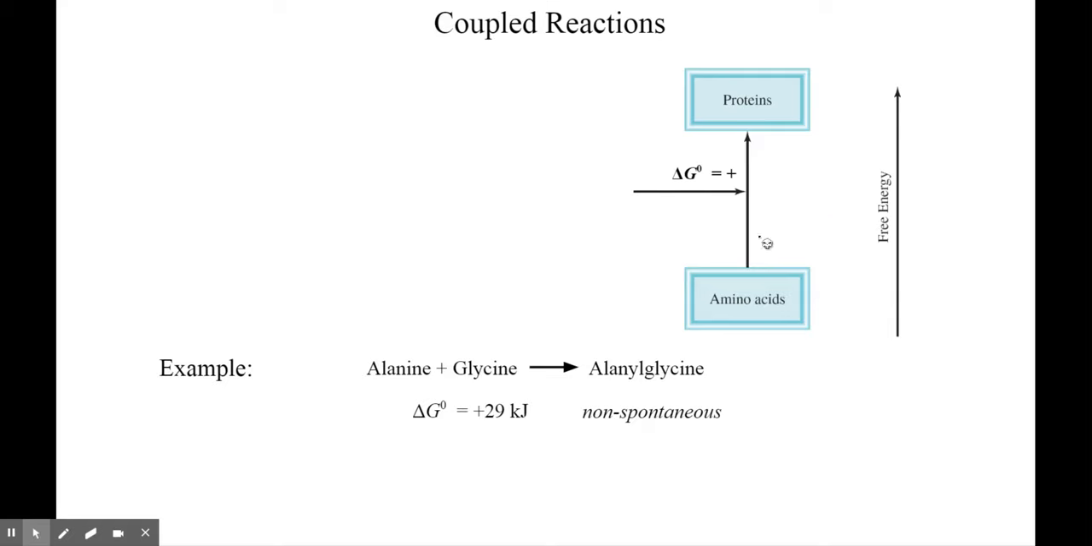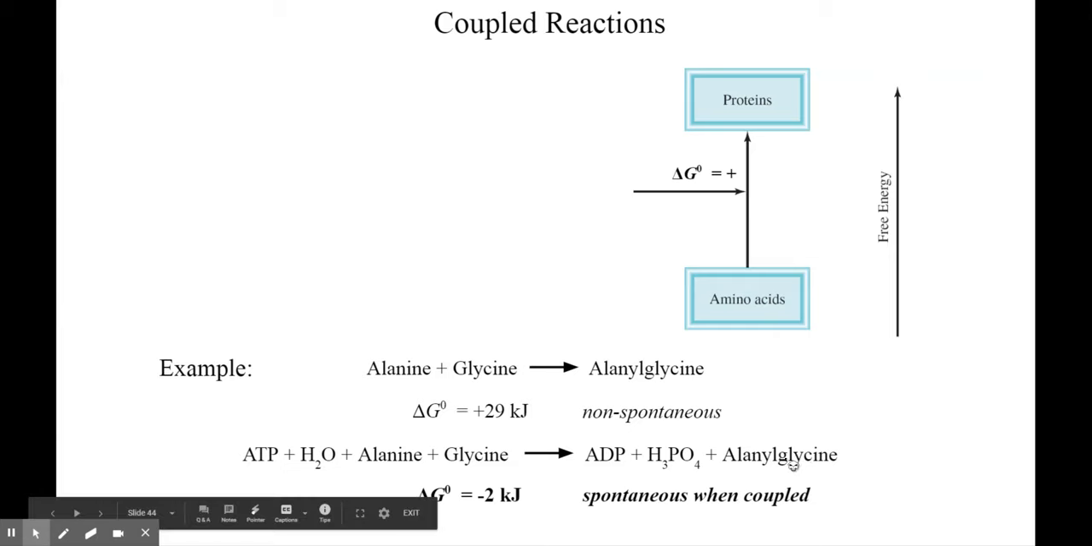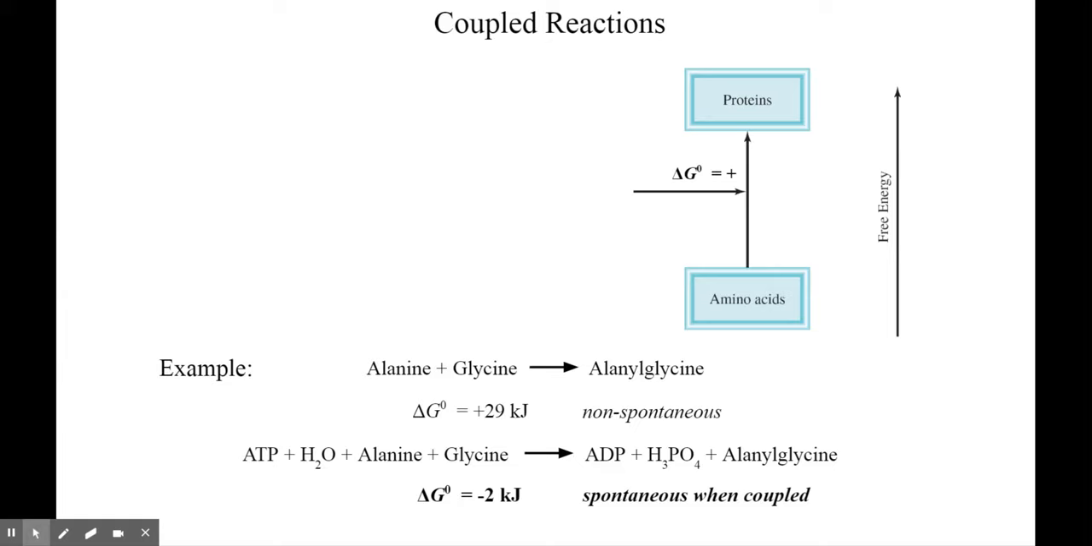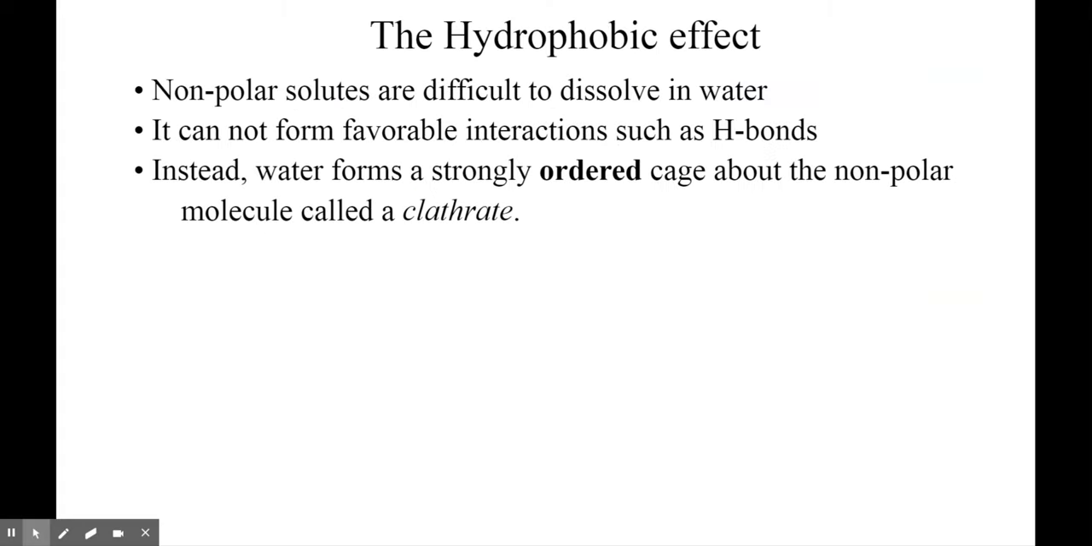However, if you couple the hydrolysis of ATP, throw in ATP and water along with this, then this reaction can happen. You get an overall release. Remember, ATP hydrolysis released 31 kilojoules, while alanine and glycine require 29. Together, when coupled, you get an overall delta G of -2. As you metabolize sugar, we said the aerobic respiration to make ATP is negative. And so as ATP forms ADP, the free energy it has in excess is able to drive these non-spontaneous reactions.